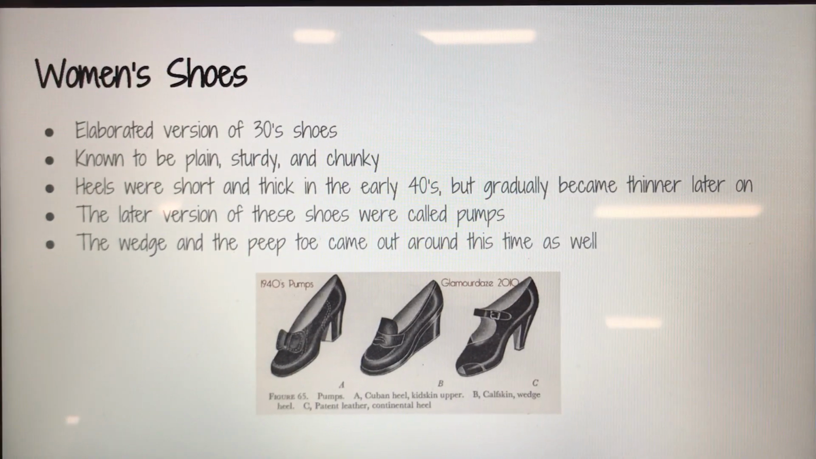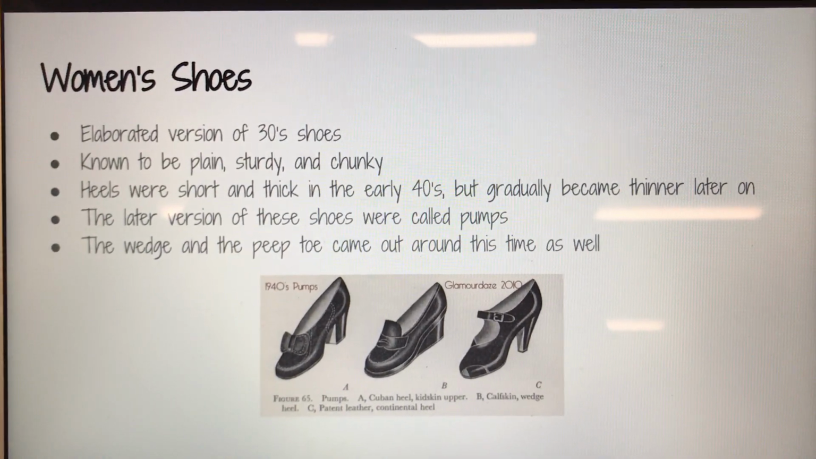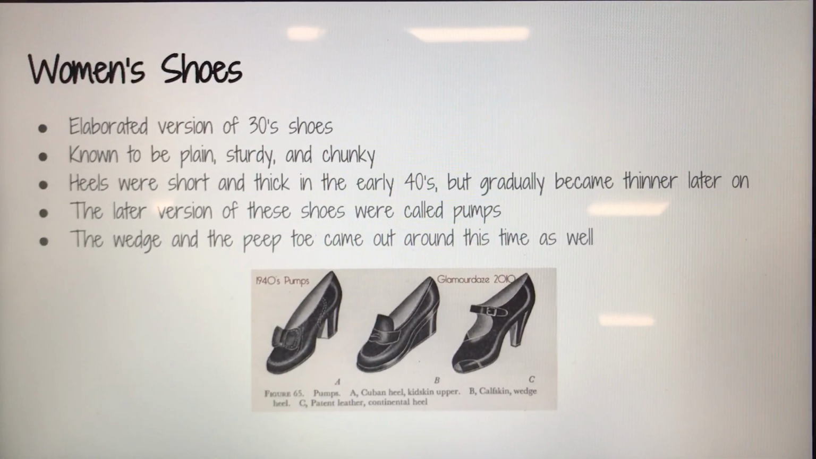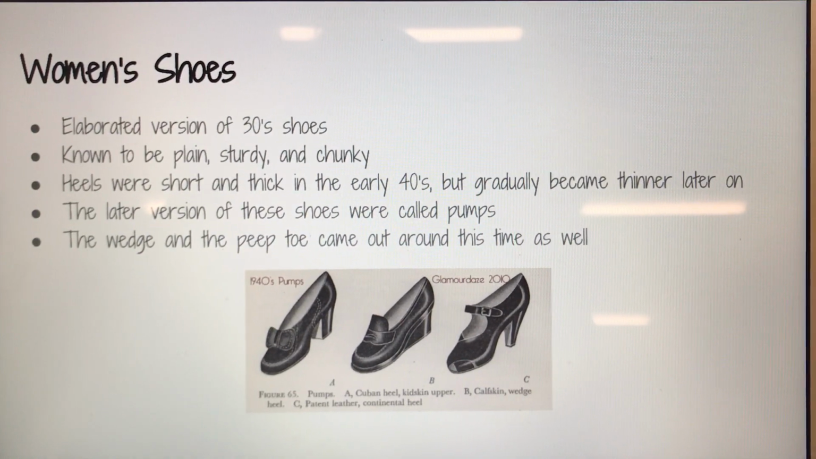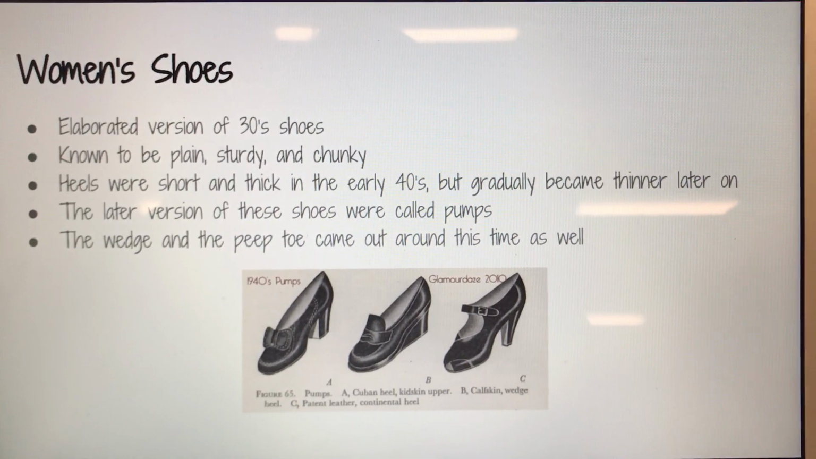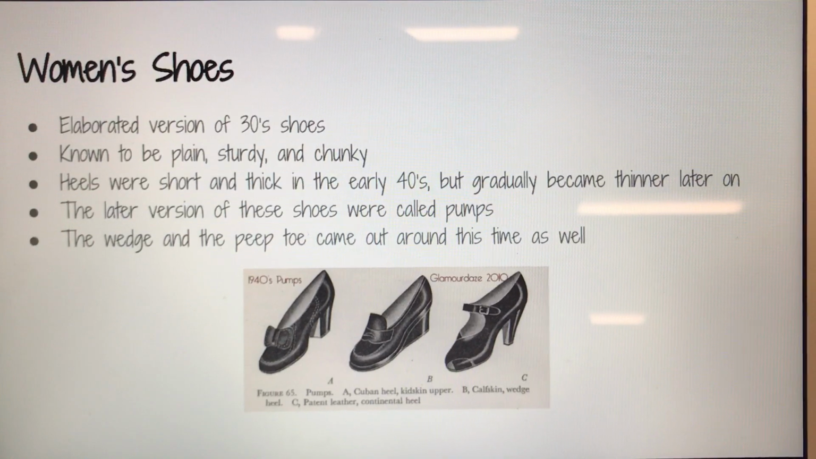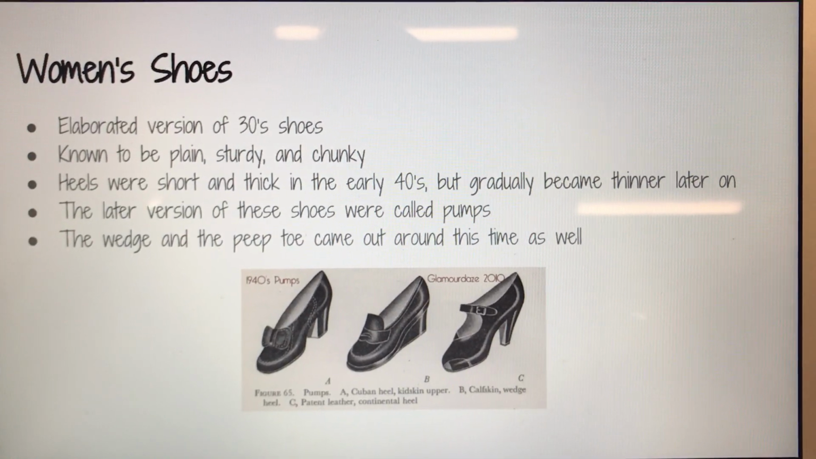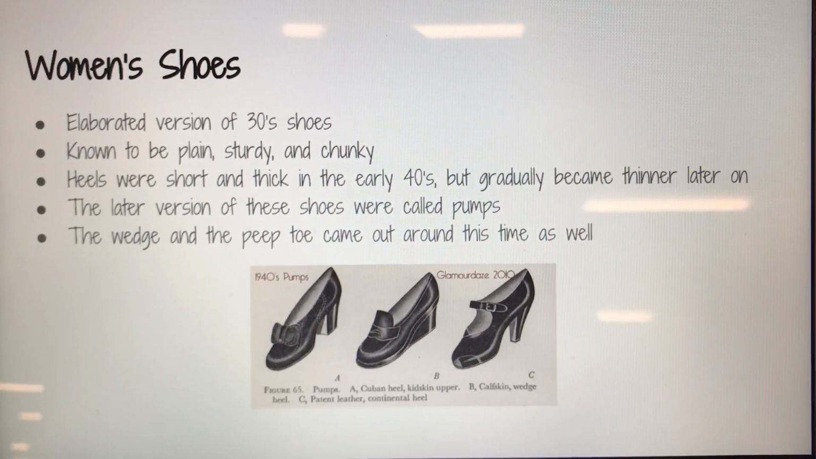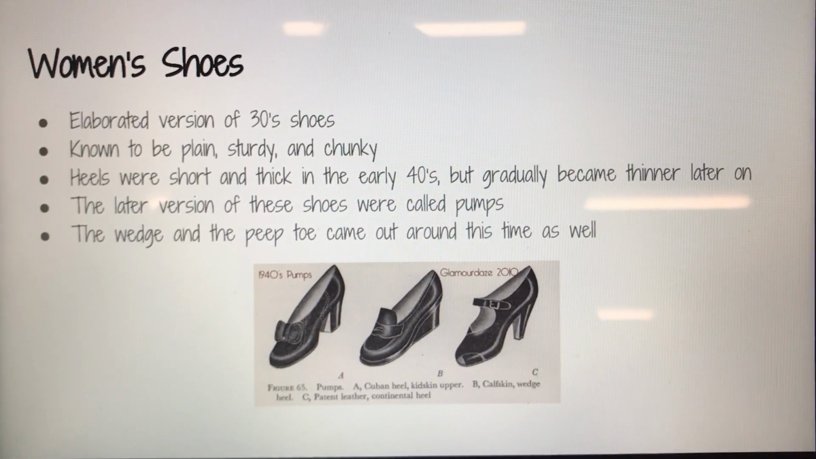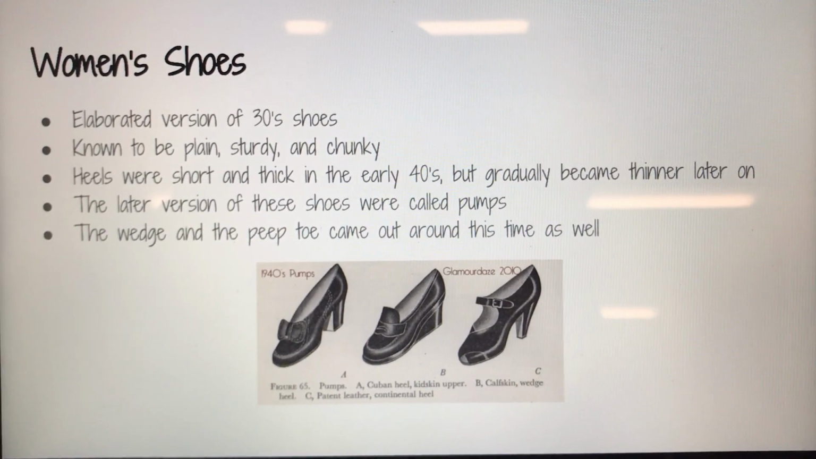Women's shoes. Elaborated version of 30s shoes. Known to be plain, sturdy, and chunky. Heels were short and thick in the early 40s, but gradually became thinner later on. The later version of these shoes were called pumps. The wedge and the peep toe came out around this time as well.